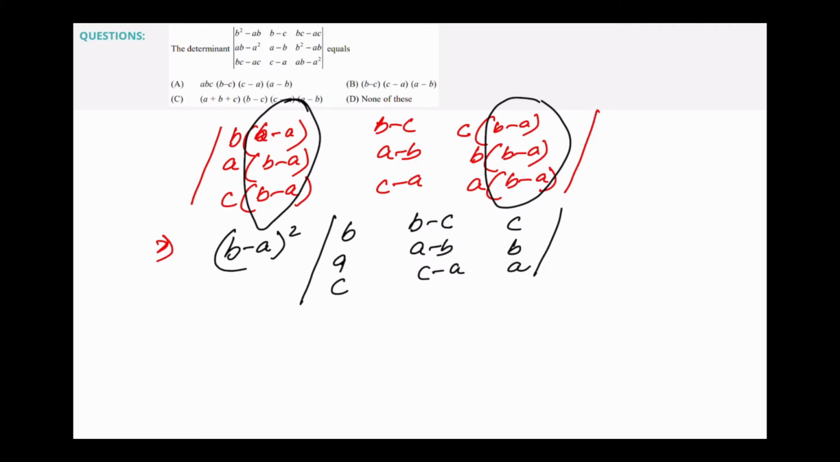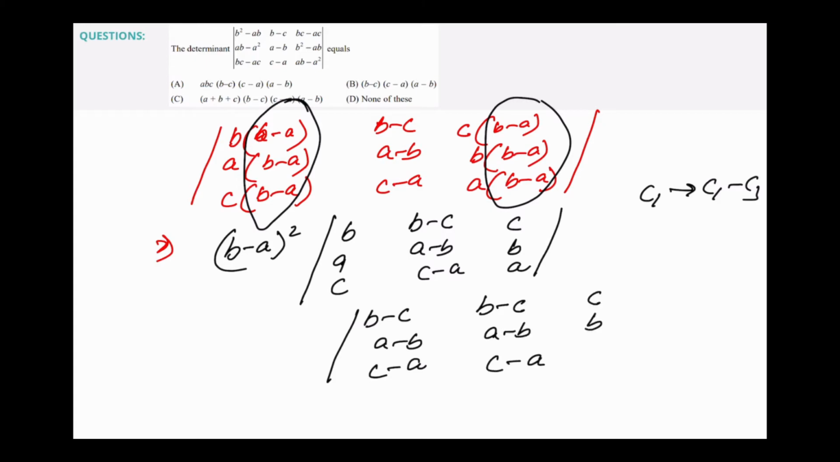Now what we want to do is try to make more and more zeros. Correct. So how will we make it? Let's see. If I subtract, student, C1 equals C1 minus C3, I'm able to make B minus C, A minus B, and C minus A, which is exactly the same as the second column. The moment I do that, the question is done.